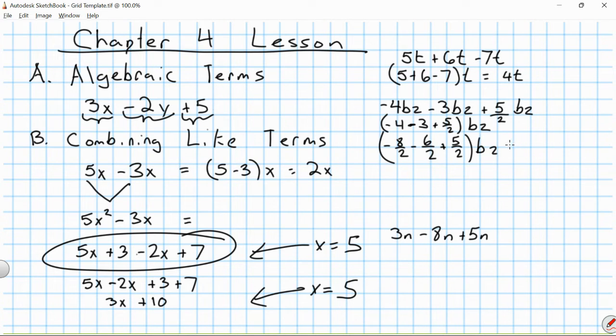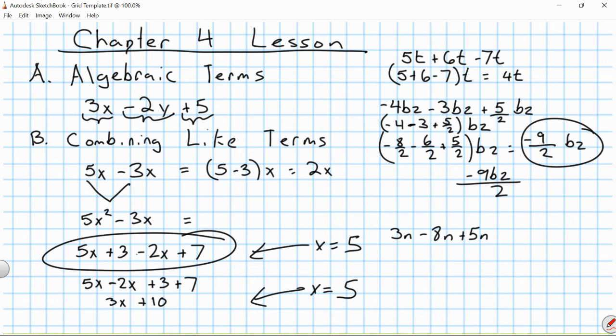And our answer is going to go in front of our BZ. Let's see here. -8 minus 6 is -14 plus 5 is -9/2 BZ. And this is how you should write this. There's a couple ways you can write this. You could write this as -9 BZ/2 or -9/2 BZ, but don't put -4.5. We don't use mixed numbers ever as coefficients. You could convert to a decimal, but not -4.5.